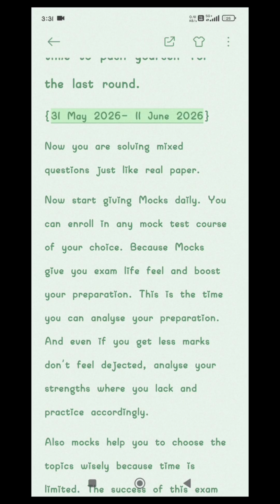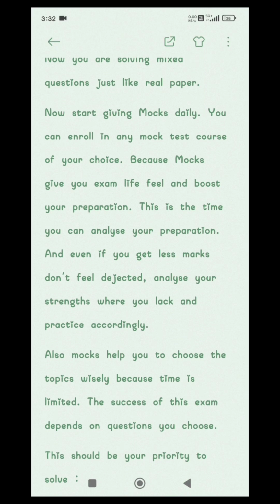Okay, because mocks give you an exam-like feel, and they boost your preparation, and also you can analyze your preparation and know where you stand. Even if you get less marks, don't feel dejected. Instead, analyze your strength, look where you lack, and then practice accordingly. Make a diary and write in it that this is the area where I'm lagging behind, or this is my strength, this is my weakness. Just like SWOT analysis.